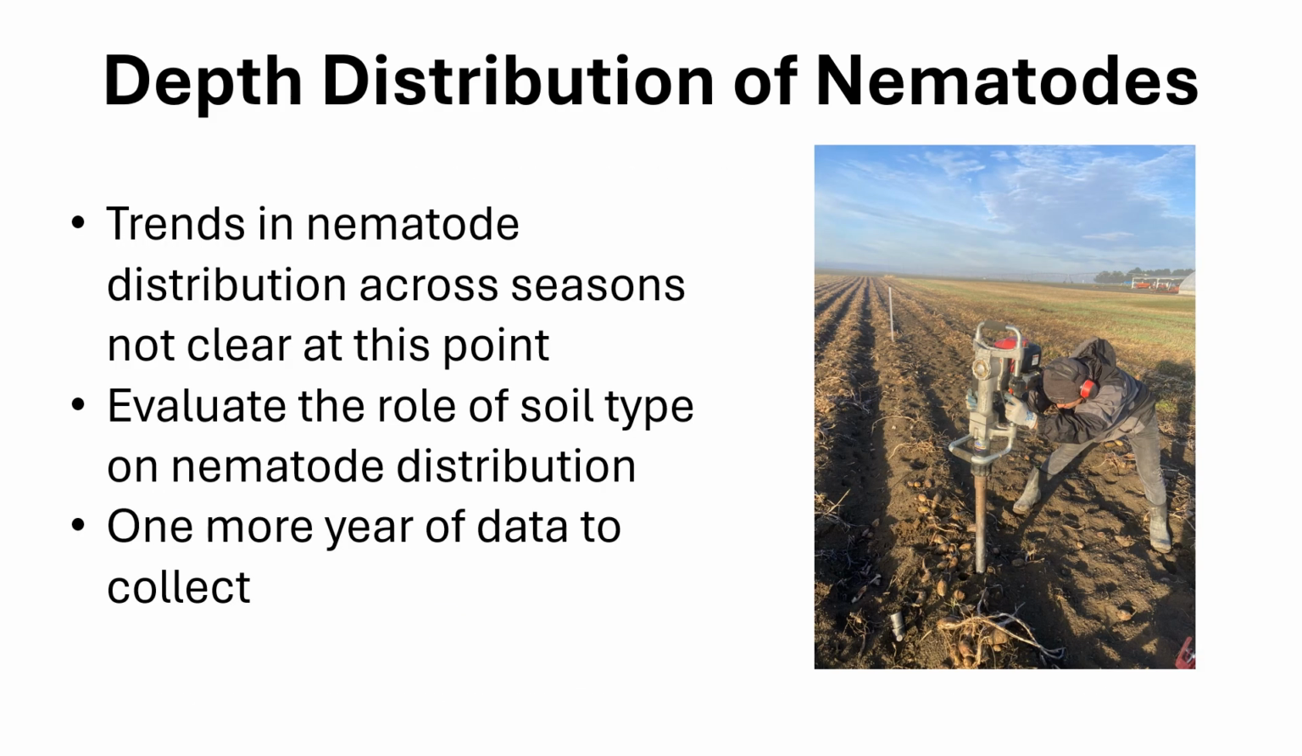When looking at the data that we were able to collect for Hermiston, Prosser, and Othello, the trends in the nematode distribution across the seasons are not clear at this point, but we have one more year of data to collect, and hopefully we will be able to get some clarity on what those trends are. This project is also evaluating the role of soil type on nematode distribution and how that is overall playing a part.